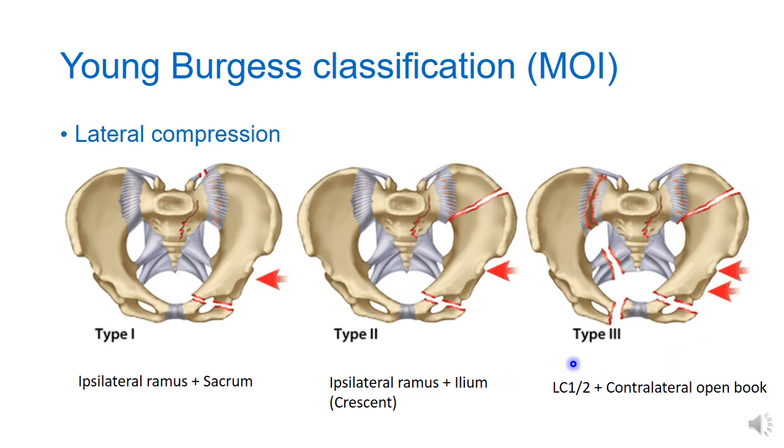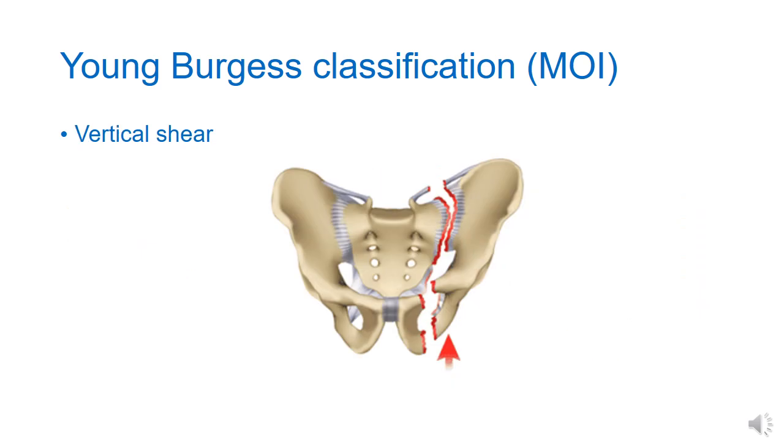Why windswept pelvis? If you have a window here, and this is the wind, the direction of the wind, and it has two panes. The wind comes like this, closes the first pane, and then continues in the same direction and opens the second pane. Windswept injury. Okay.